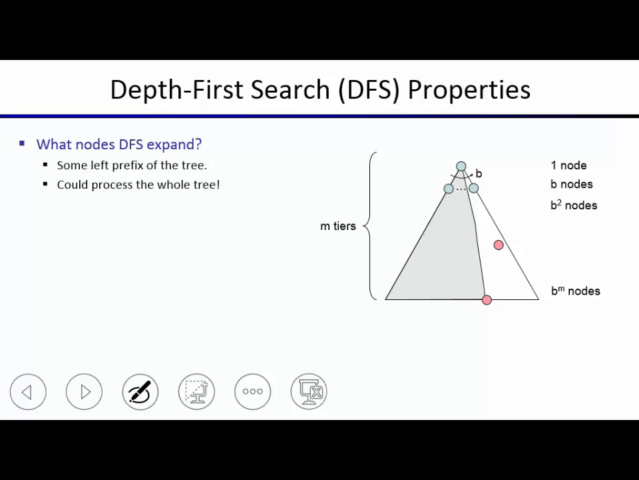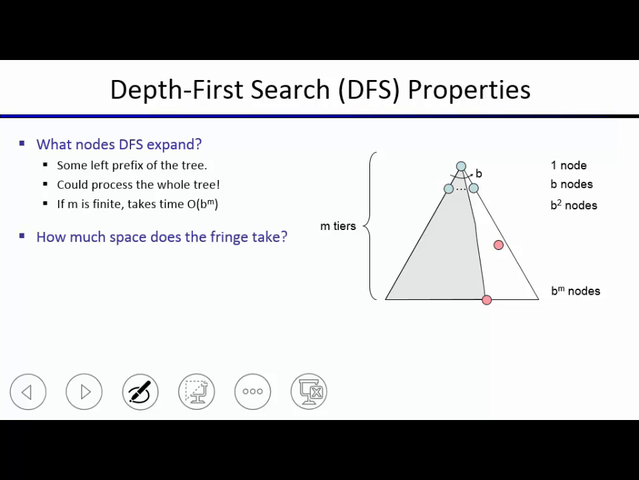It could process the whole tree if you're very unlucky and that one and only goal state is sitting all the way on the right, far deep end. You explore the entire tree. So if m is finite, this will take time order b to the m. If m is not finite, then this will take potentially infinite time.